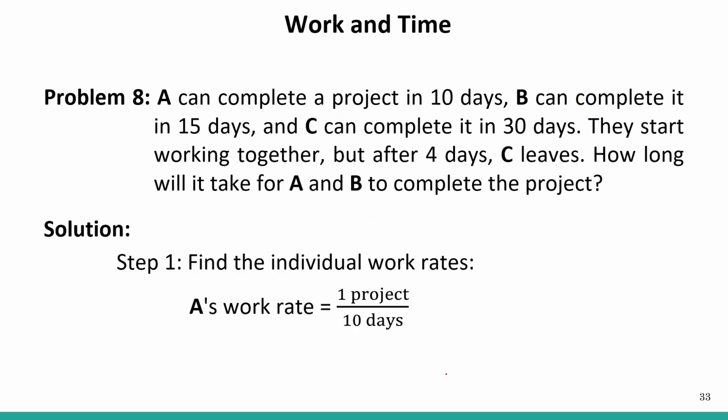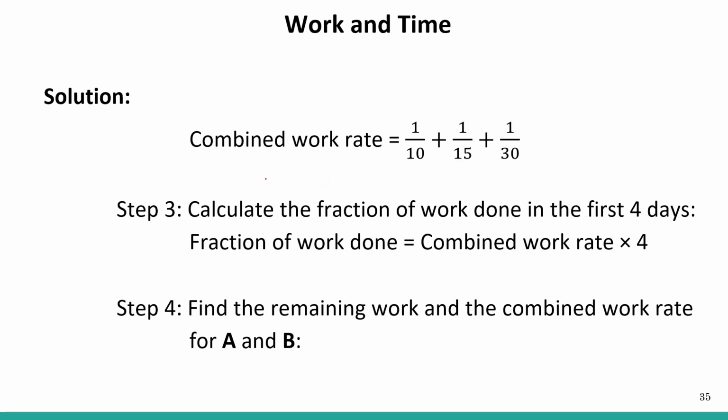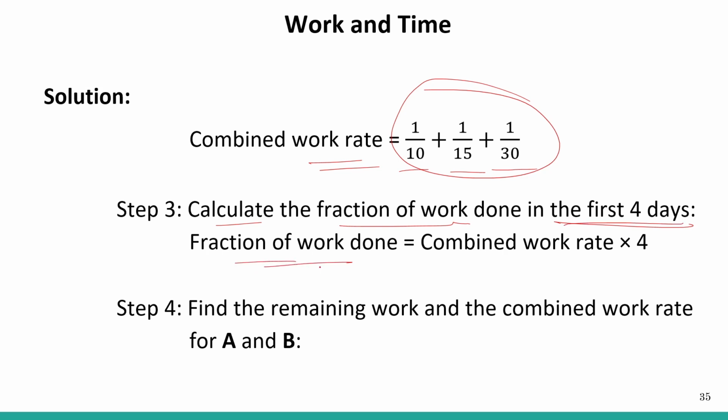So let's see the step by step solution. In step 1, we found the individual work rates: A's work rate is 1 by 10, B's work rate is 1 by 15 and C's work rate is 1 by 30. So the combined work rate will be 1 by 10 plus 1 by 15 plus 1 by 30, right? Then we calculate the fraction of work done in the first 4 days, which is the combined work rate into 4.